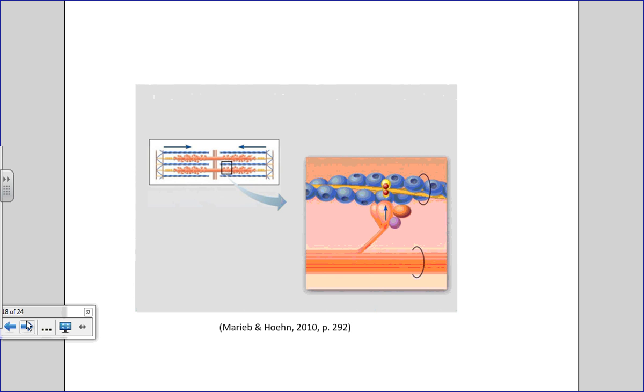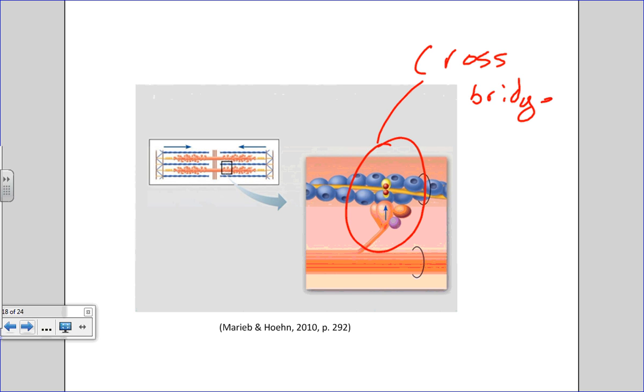And this right here is what we call a cross bridge. When actin and myosin are actually interacting with one another, we form a cross bridge, okay?